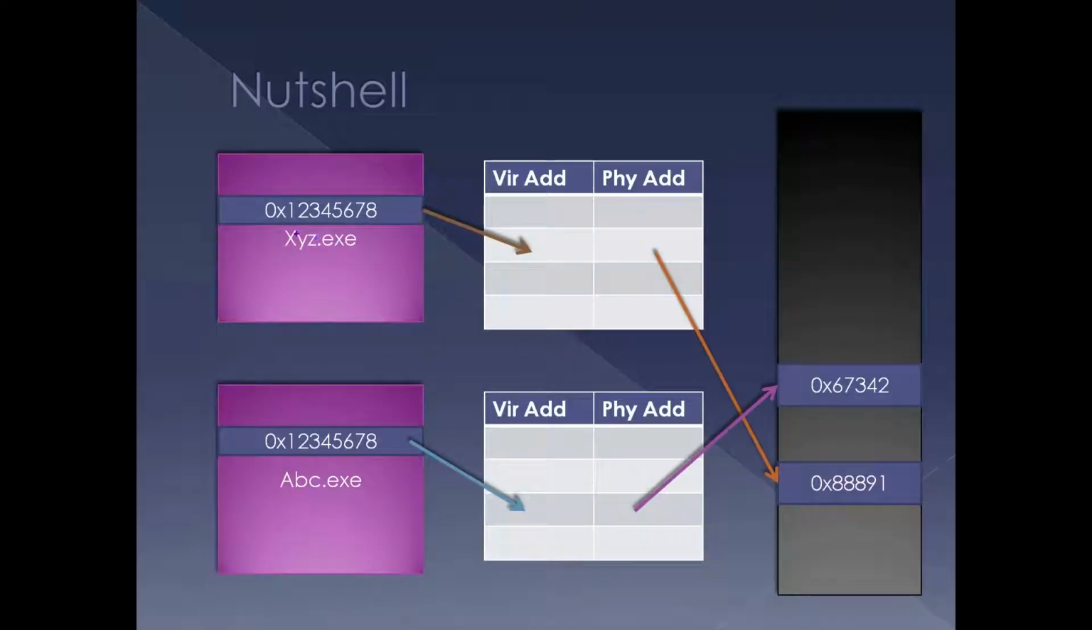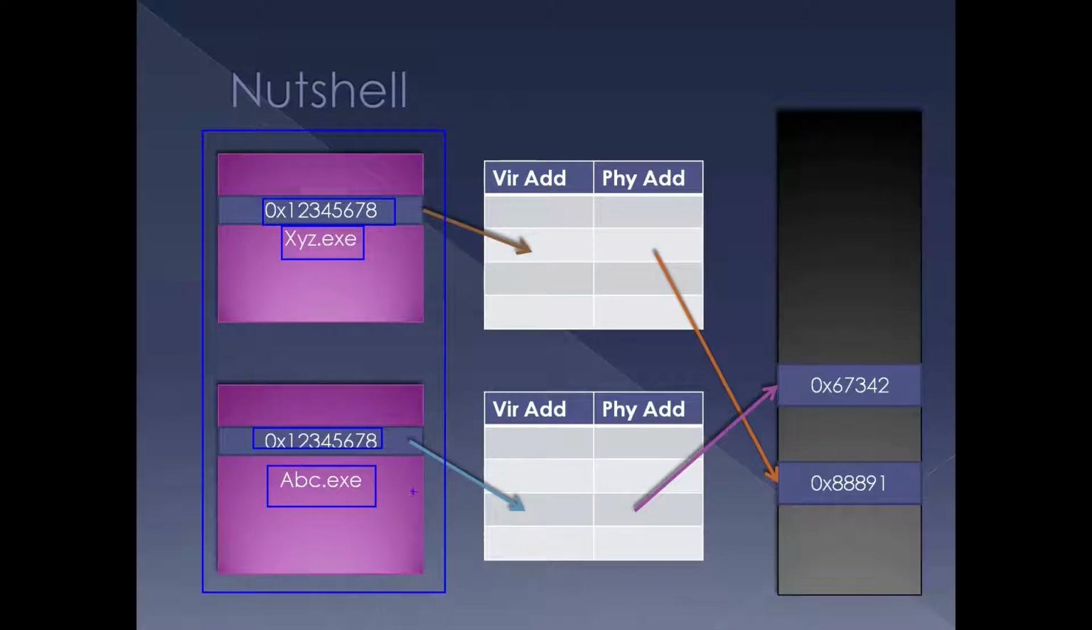Two different processes. One is xyz.exe, which is running on Windows, and abc.exe, which is running on the same computer. So these are the two different processes which are running in the same computer. And both these processes have the address 0x12345678. This process also has the same address.